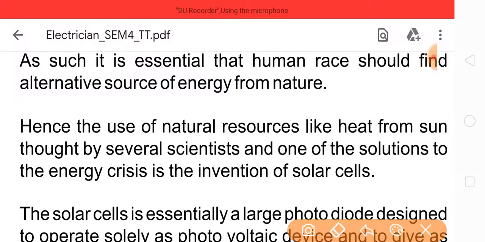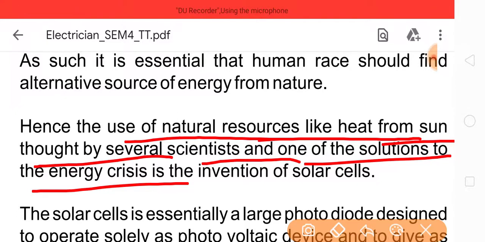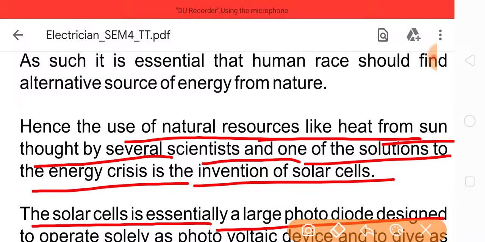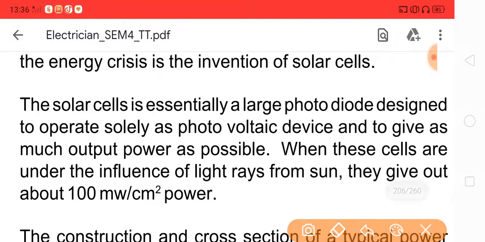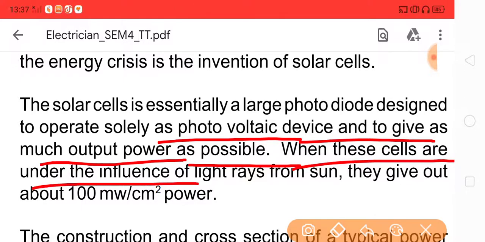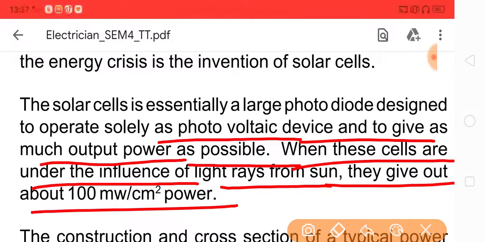Hence, the use of natural resources like heat from the sun was explored by several scientists, and one of the solutions to the energy crisis is the invention of the solar cell. The solar cell is essentially a large photodiode designed to operate solely as a photovoltaic device and to give as much output power as possible. When these cells are under the influence of light rays from the sun, they give out about 100 milliwatt per centimeter square power.